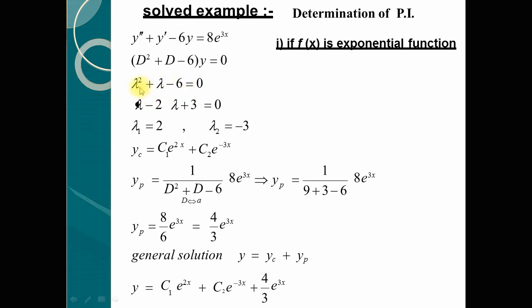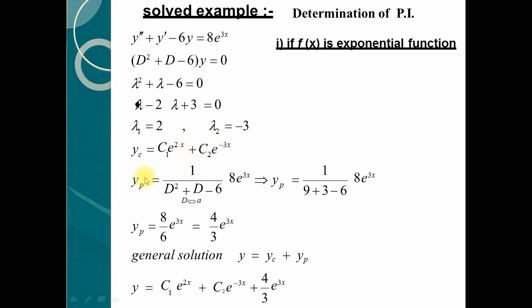After factorizing by sum and product, we obtain (lambda minus 2) into (lambda plus 3) is equal to 0. So lambda minus 2 is equal to 0 means lambda 1 is equal to 2, and lambda plus 3 is equal to 0 means lambda 2 is equal to minus 3. So the roots are real and different. So the complementary solution will be c1 e power m1x plus c2 e power m2x, that is c1 e power lambda 1 x plus c2 e power lambda 2 x. The lambda 1 value is 2 and the lambda 2 value is minus 3. So the complementary function is c1 e power 2x plus c2 e power minus 3x.